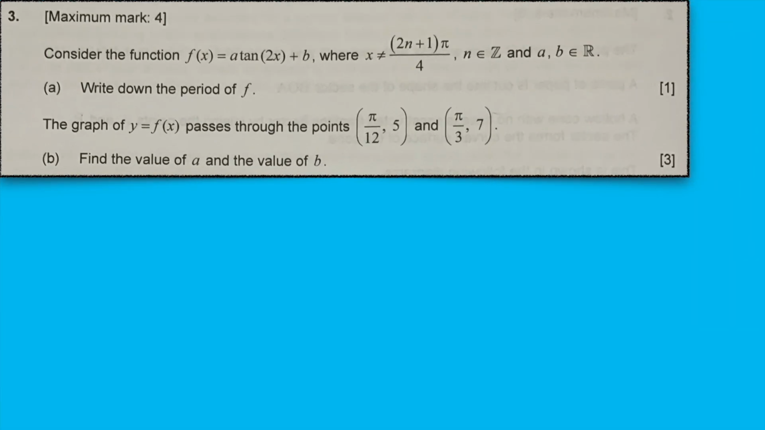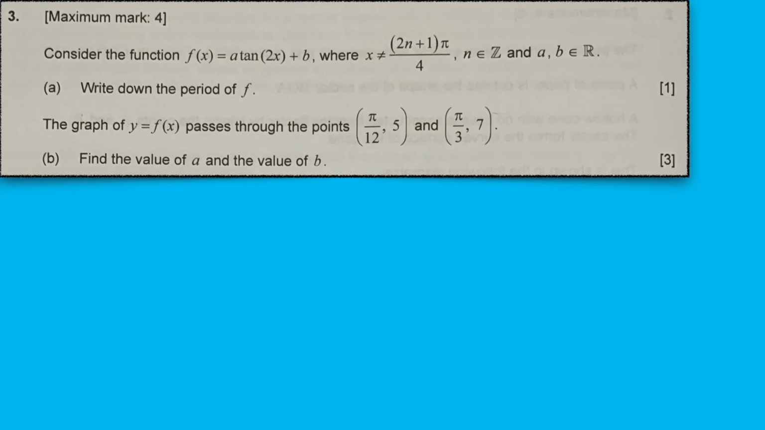Next question, number 3. Consider the function f of x is equal to a tangent 2x plus b, where x is not equal to (2n plus 1) pi over 4, and n is an element of integers, and a, b are elements of real numbers. Let's try to answer question A. Write down the period of f.